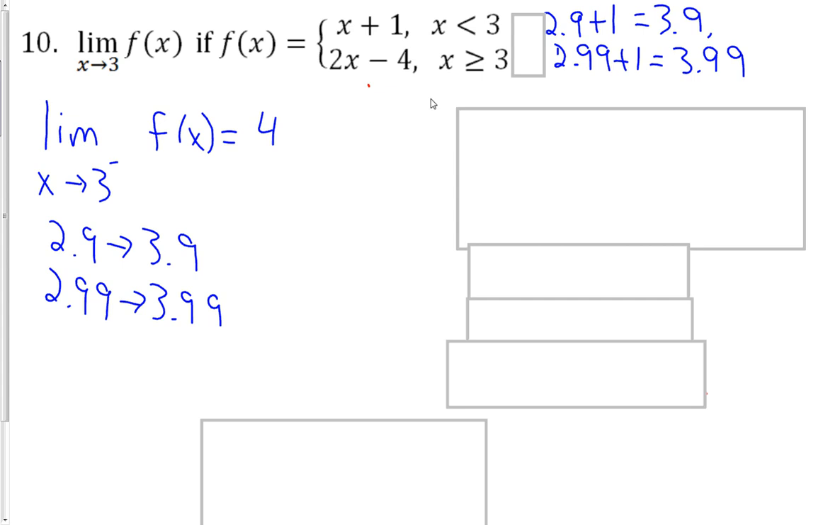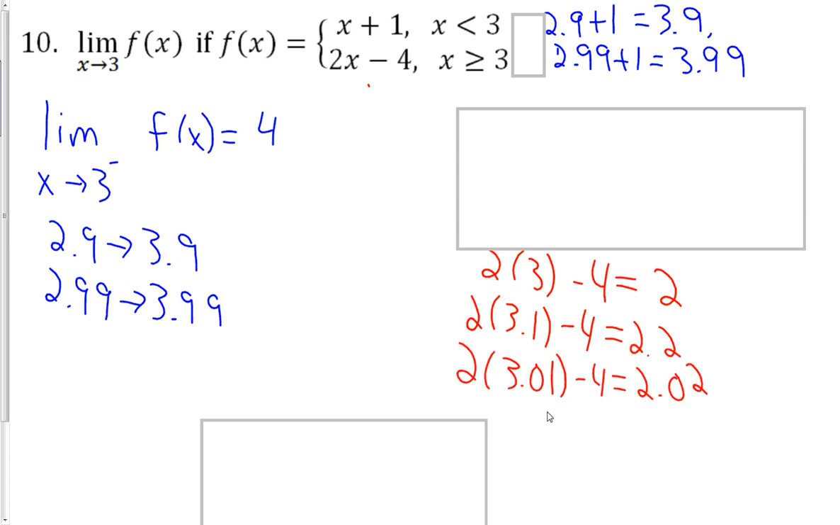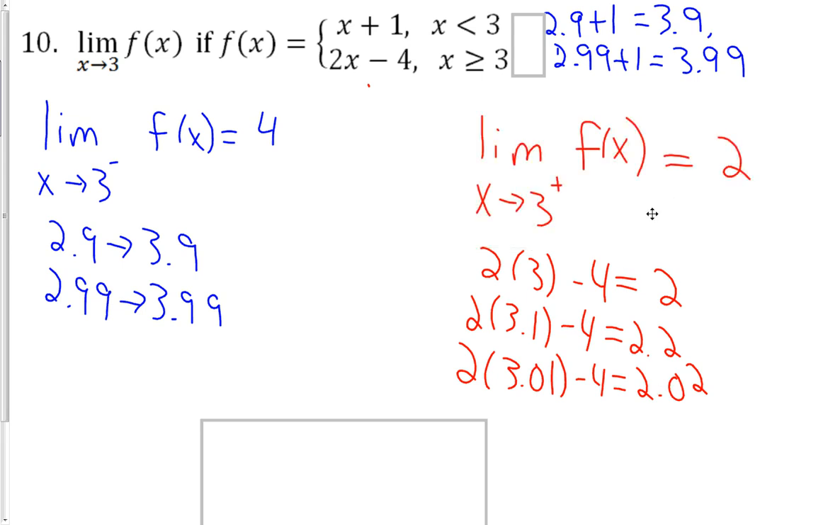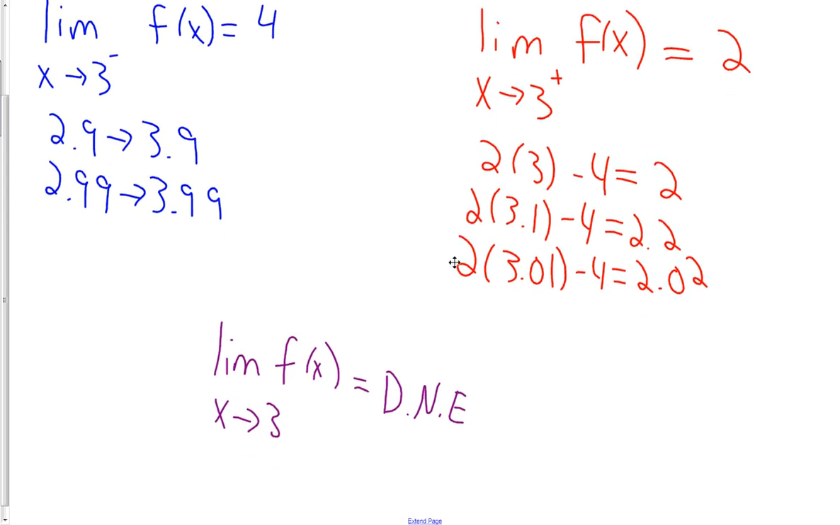Now the right side would be greater than 3. If we plugged in, say, 3.1 or 3.01, seeing where it approaches, I get 2.2, 2.02, so the right side approaches 2. 4 and 2 do not equal, so again, the limit does not exist as we approach these values. That wraps up this portion of 11.2's lesson.